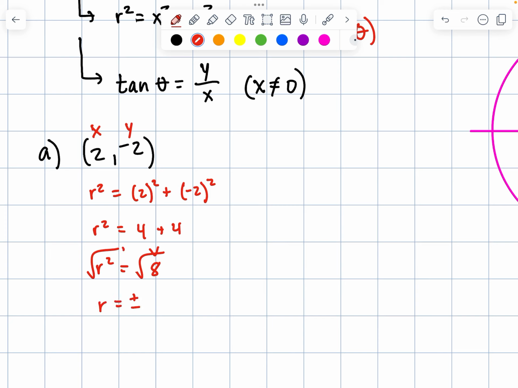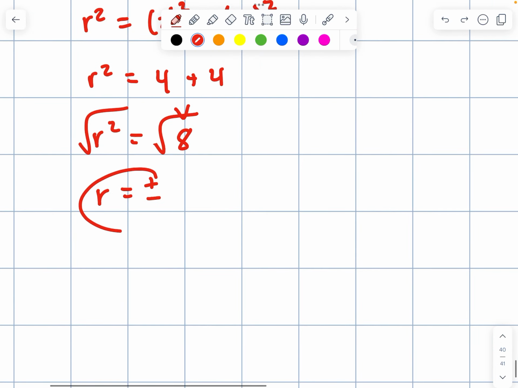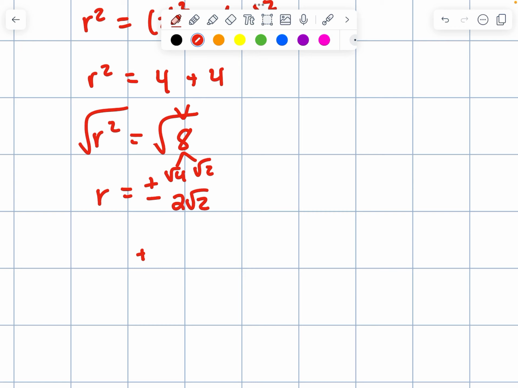And we should also have a plus minus here because we're square rooting. And it's also possible to have an r that is negative. As you recall, if I had, let's say, negative 2 comma pi, we would graph 2 and then pi and then jump back across. So you could have negative r's, and that's why we're going to keep this as part of our answer. Breaking this down, we get root 4, root 2, which becomes 2 root 2, and we have our r values. Our r could be either positive 2 root 2 or negative 2 root 2.